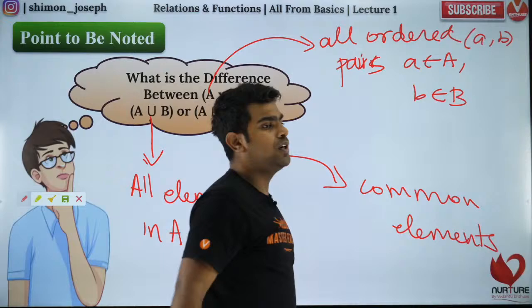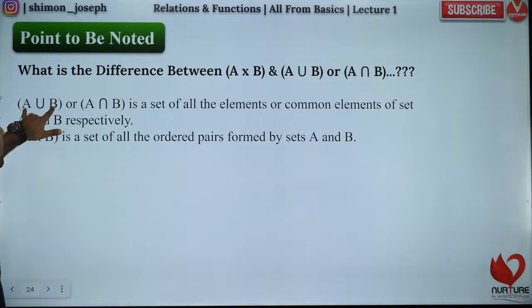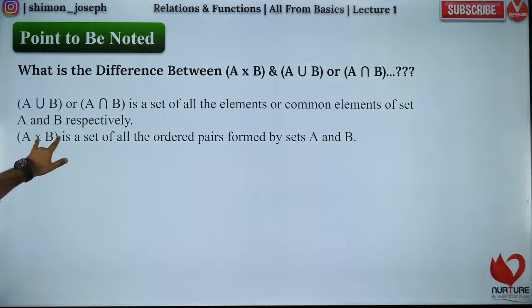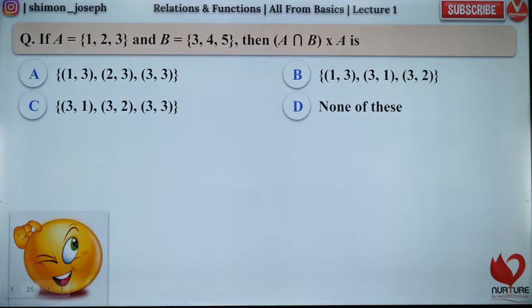No, Samuel, you are not getting blocked. I can see you. Okay, so shall we move forward? You guys are all clear with it? Fantastic. Great. This is just some basic thing which I wanted to recap. I have written it in detail here. A union B means set of all elements. A intersection B means common elements. Whereas A cross B means it is a set of all ordered pairs formed by set A and B. Got it? Great. Now, try to solve this, my dear children. Everybody, please do it quickly.